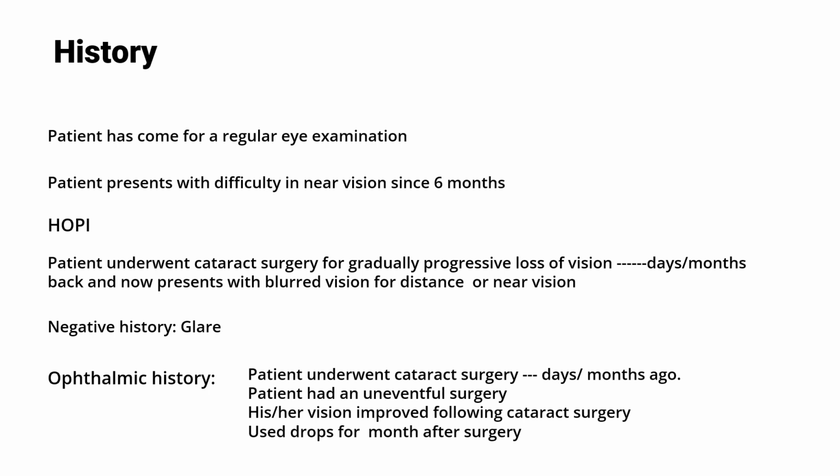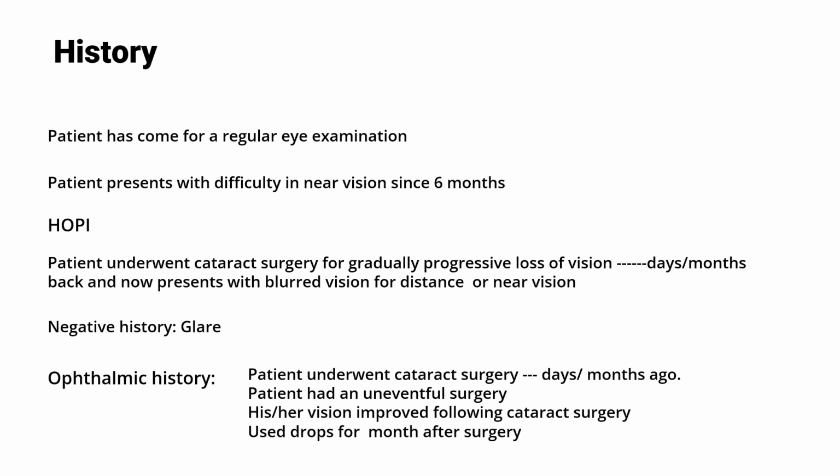So HOPI, your history of presenting illness, will be: patient underwent cataract surgery for gradually progressive loss of vision few days back or few months back, and now presents with blurred vision for distant or near vision. Some patients, even after cataract surgery, can have difficulty in distant vision, though we aim to correct it for distant vision. Some patients, if it is a monofocal IOL, will have difficulty in near vision. So if it is there, you will have to present it.